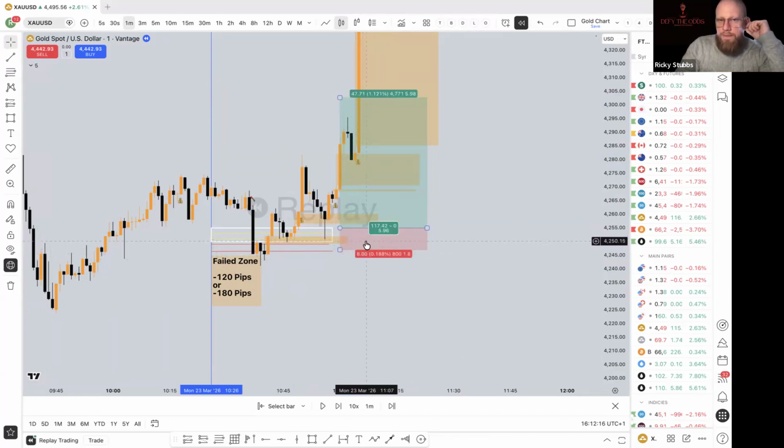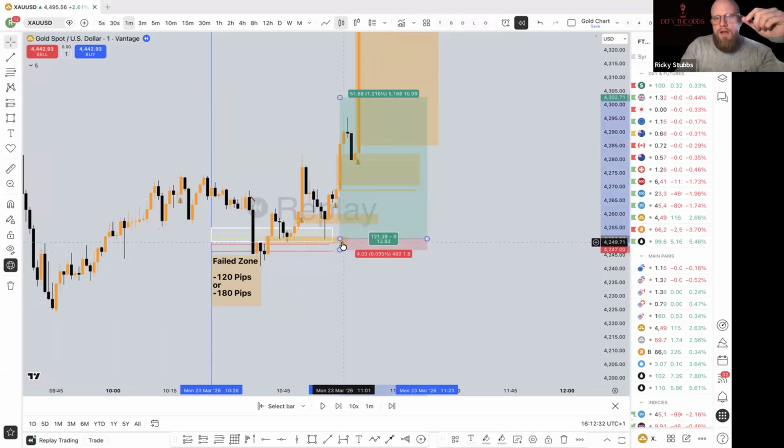gap, okay? 80 pips. Our next entry is 20 pips lower, so our second entry would have a 60 pip gap to our stop loss. And our third entry is another 20 pips lower down here, so we would have 40 pips to our stop loss. So you add those 3 stop losses together, you've got a total loss of 180 pips. That's how you can layer into a position.